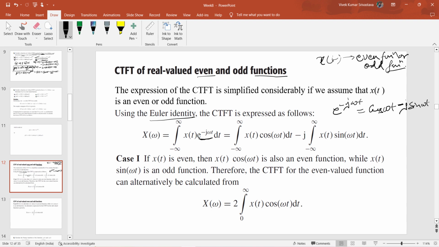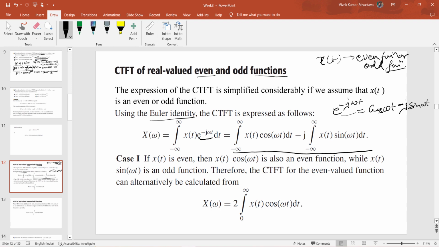So once you put the value of e to the power minus j omega t here, you will get the simplified equation as integral from minus infinity to infinity x of t cos of omega naught t dt, minus j integral from minus infinity to infinity x of t sine of omega t dt.